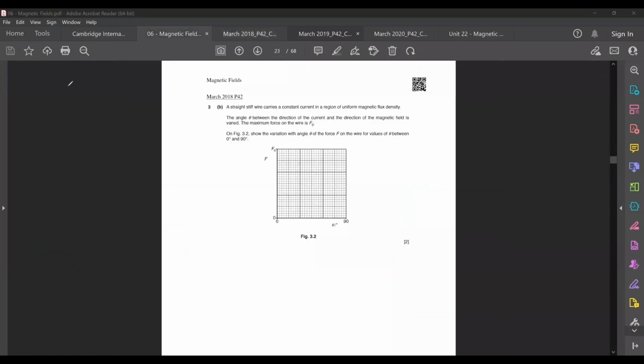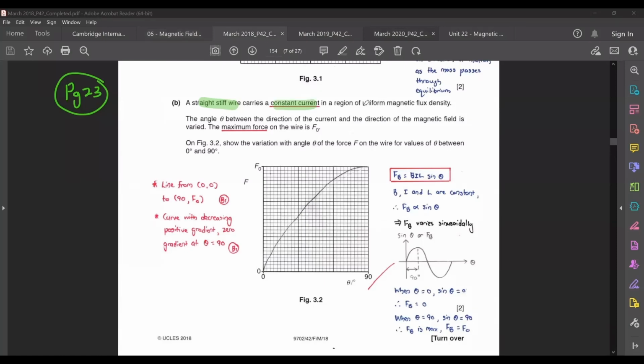For the next question, let's have a look at page 23. This will be March 2018 P42. Under this question, you have a straight stiff wire that carries a constant current in a region of uniform magnetic flux density. The angle theta between the direction of the current and the direction of the magnetic field is varied. The maximum force on the wire is F0. On the figure below, show the variation with angle theta of the force F on the wire for values of theta between 0 and 90 degrees.